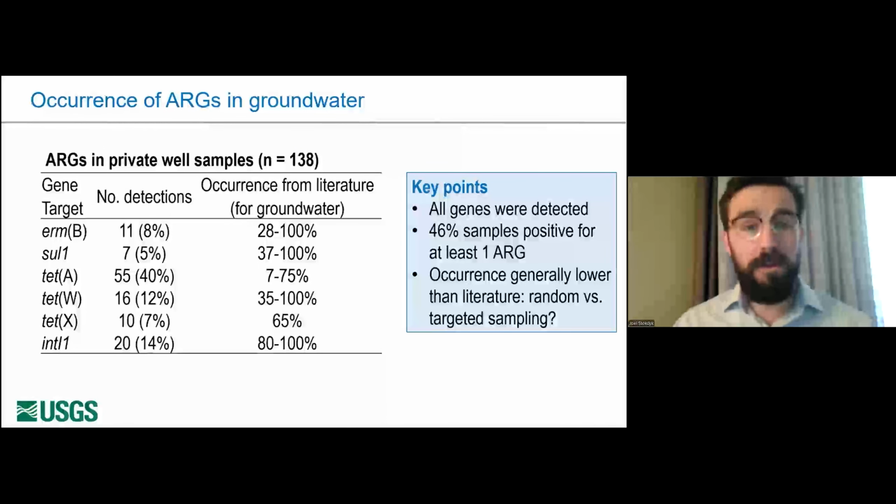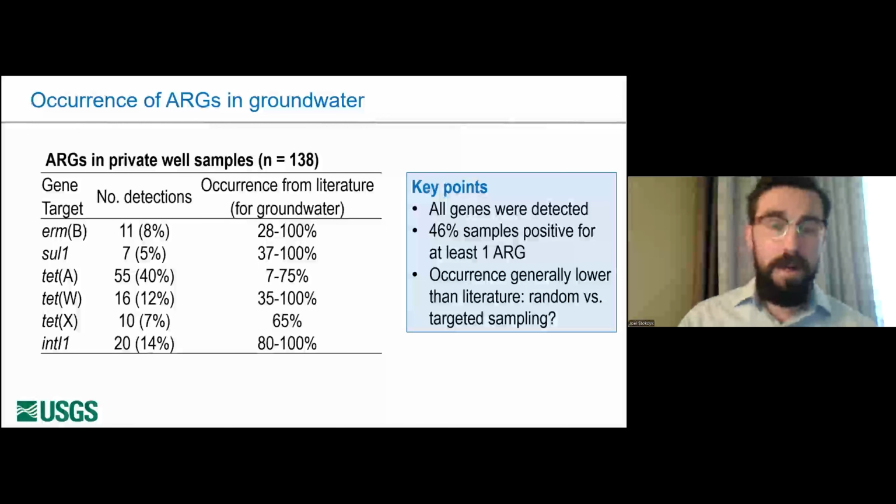Moving on to the results, the table shows the number of well water samples and the percent positive for each of the gene targets that we were looking for. A couple of points here about our occurrence results. First, we saw that all of the genes we looked for were detected in at least a couple of wells. And when you look across all those gene targets, 46% of the samples were positive for at least one. So these contaminants were not uncommon in the private well water.